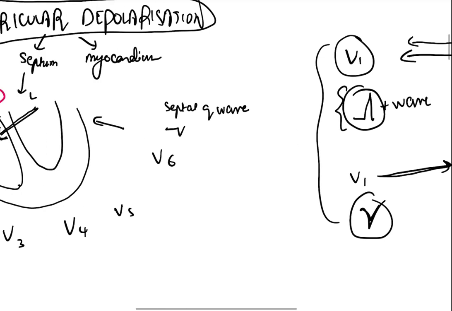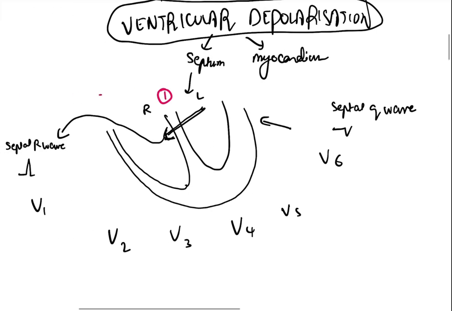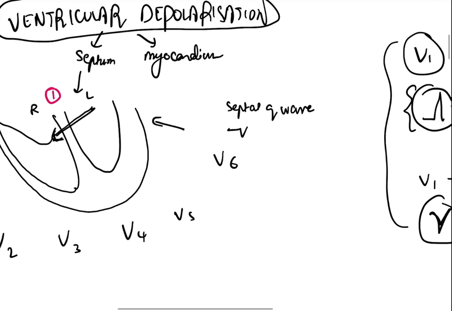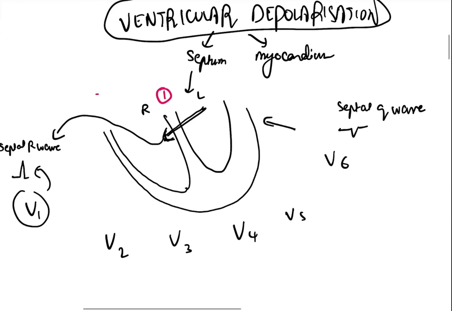So what is exactly happening in ventricular depolarization is, first the septum gets depolarized in the direction of left to right. Since the current of depolarization is going towards V1, you get a positive wave, right? This positive wave is called a septal R wave, since the septum is getting depolarized. And since the current of depolarization is away from the V6 lead, you get a negative wave called a septal Q wave, okay? So this is what exactly happens in the first phase of ventricular depolarization.